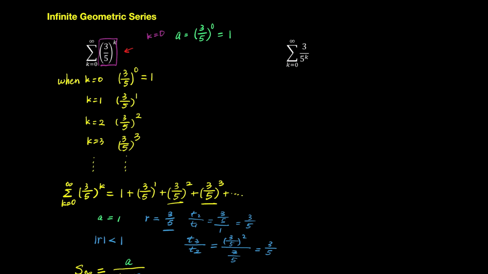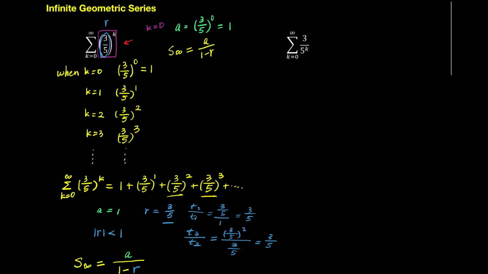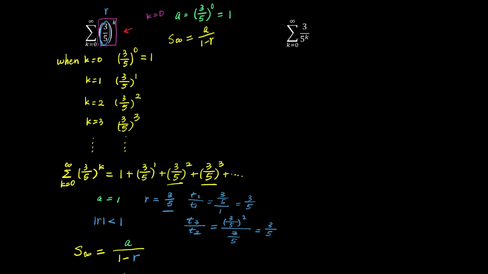The common ratio r is simply the fraction in this bracket. So this is r. This is because as k increases by 1, we are essentially multiplying the previous term by this fraction. As long as we find a and r, we can plug them into the formula, which is a divided by 1 minus r, and evaluate the sum of the series. I'm not going to repeat the process because we have done it here.